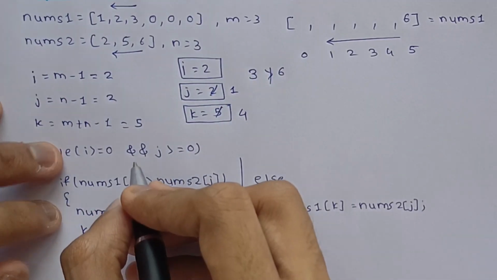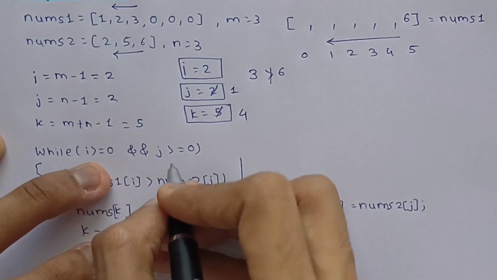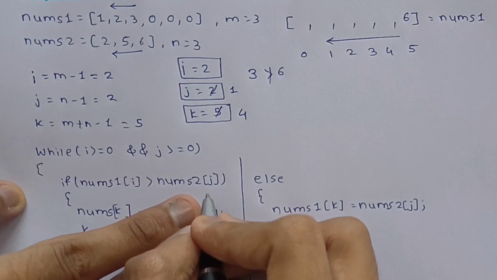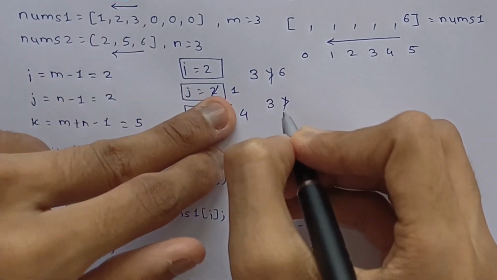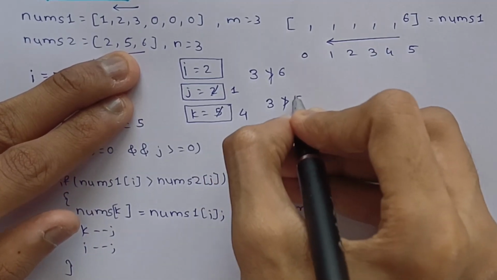Again we will come here, i is greater than or equal to 0 and j is greater than or equal to 0, yes. Then we will check if nums1 of i is greater than nums2 of j. Nums1 of i means now 3, okay, now j means 1, okay. In nums2 of j, at the first index, is 5, okay, 3 is not greater than 5, okay.